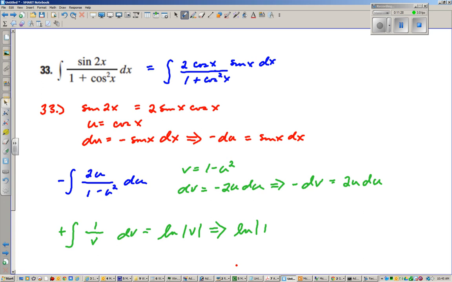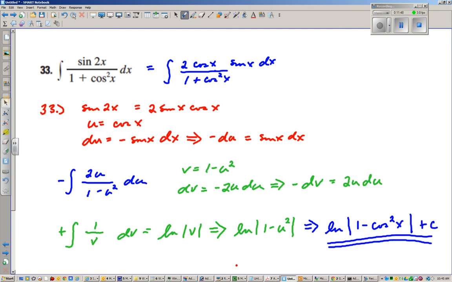So if I back substitute for v, v of course is 1 minus u squared, and I know what u is. It's written in the red, right? U is the cosine of x. So I can back substitute one more time and say we've got here 1 minus the cosine squared of x plus c. And that's number 33.